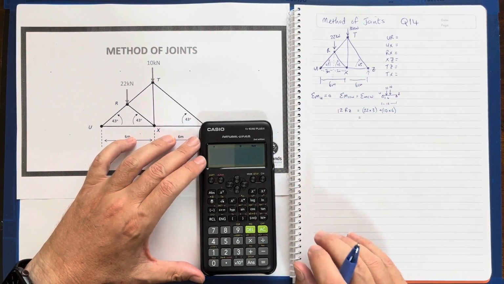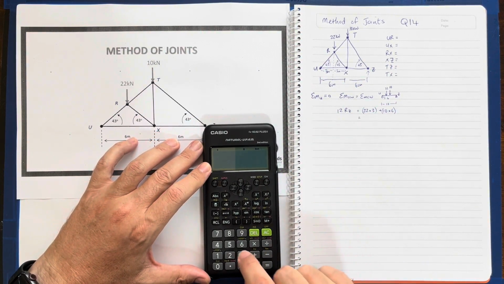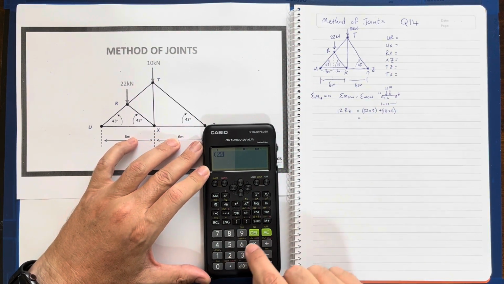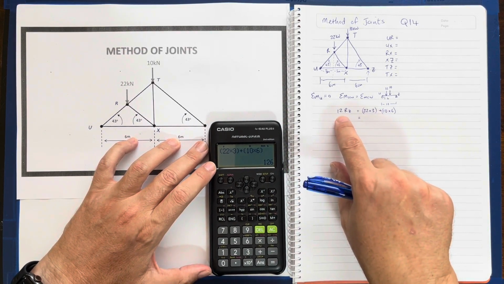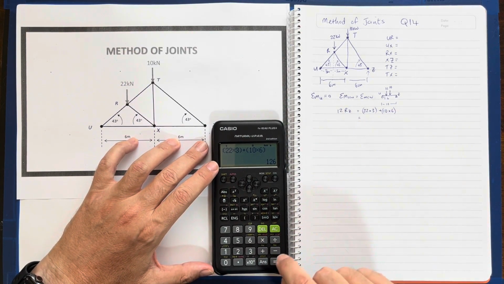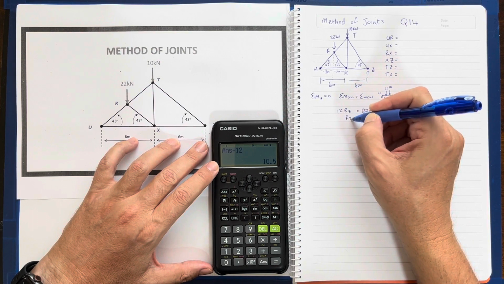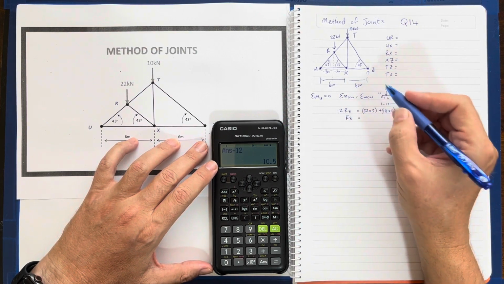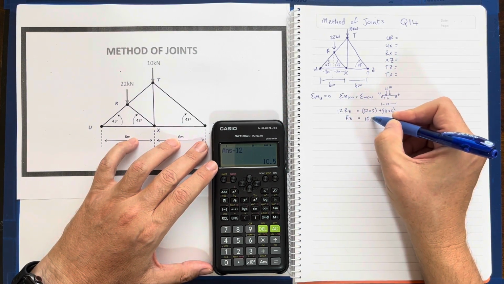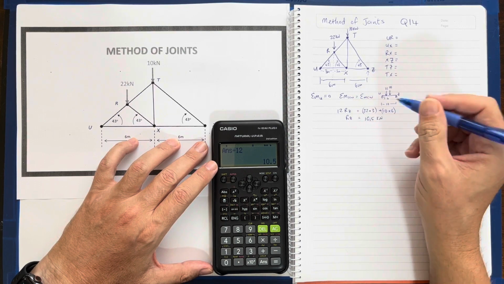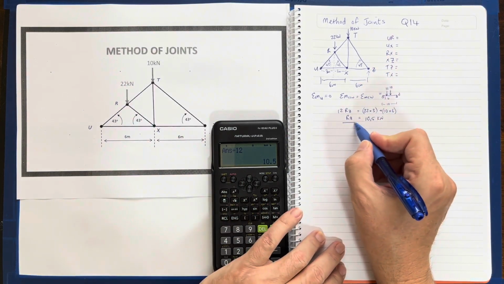Let me solve that quickly. So that would be, open brackets, 22 times 3, close brackets, plus, open brackets, 10 times 6, 126, divided by 12. My reaction at Z is going to be 10.5 kilonewtons, and it's going to be upwards, supporting that. It's positive as well.